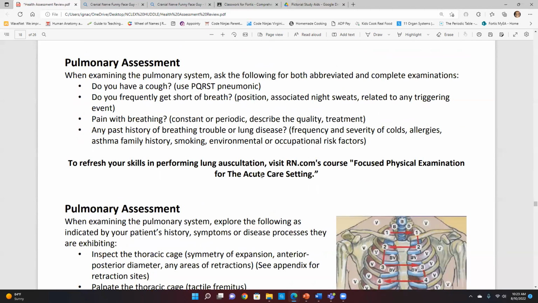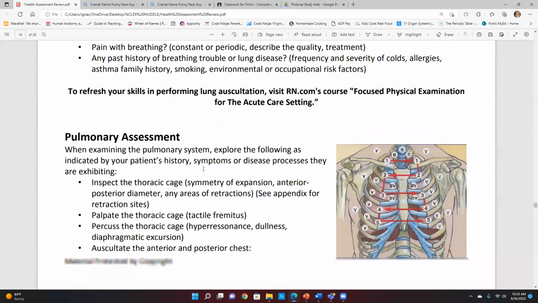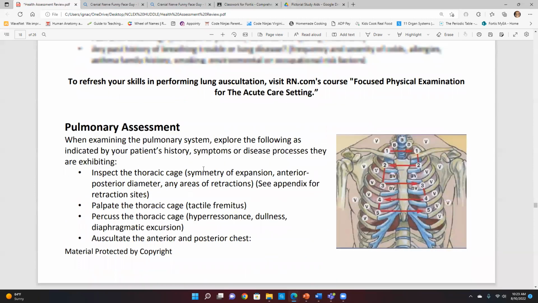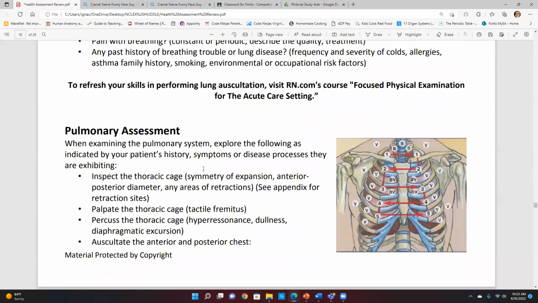When we think about pulmonary assessment, we also want to think about the PQRST of pain. Do they have a cough? Are they short of breath? Do they have any pain when they're breathing? Do they have a history of lung disease, right? So we really want you to listen to the lungs, auscultate the lungs, okay?